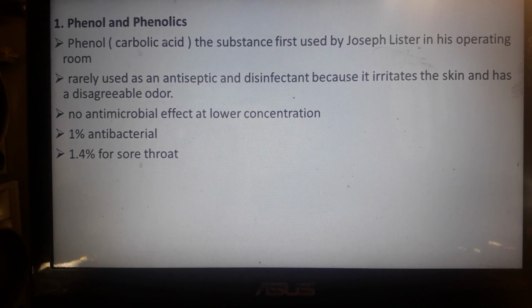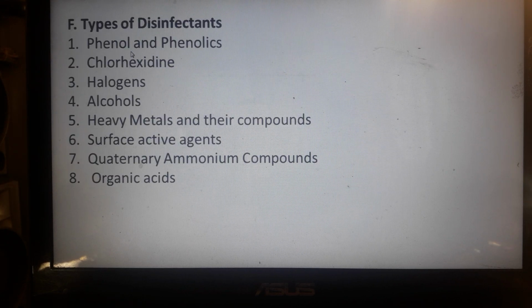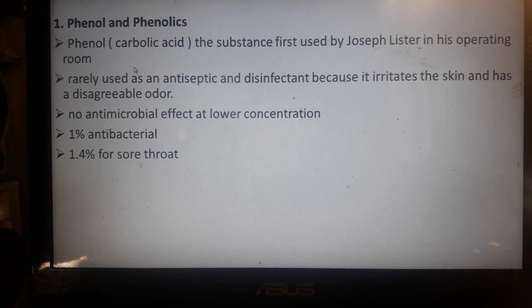Good morning, students. To continue our discussions, we discuss the different types of disinfectants: the phenol and phenolics, the chlorhexidine, halogens, alcohols, heavy metals and their compounds, surface active agents, quaternary ammonium compounds, and organic acids. So we go now to phenol.